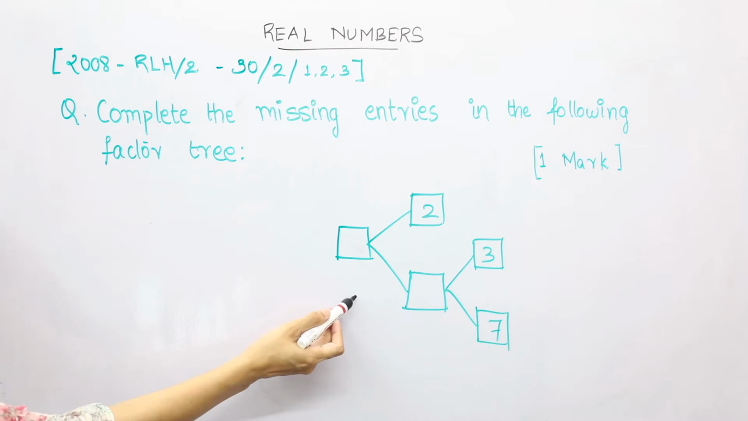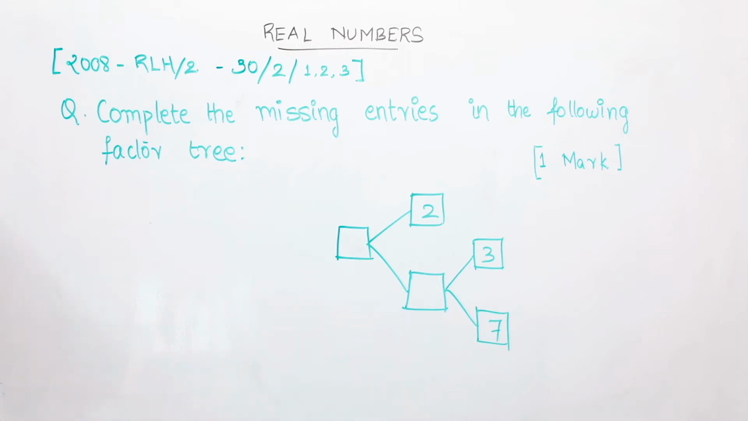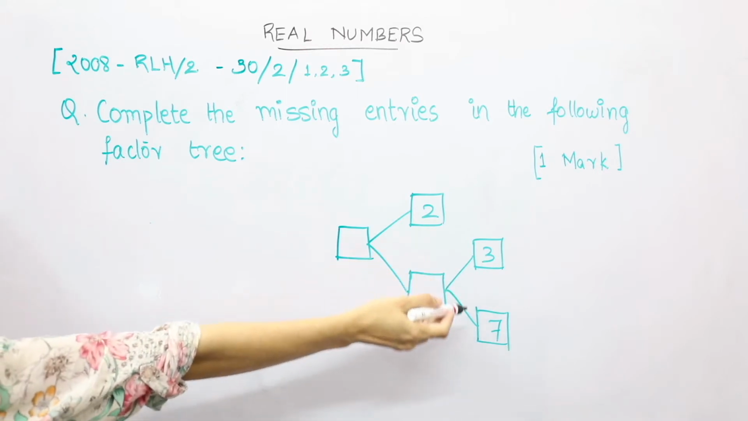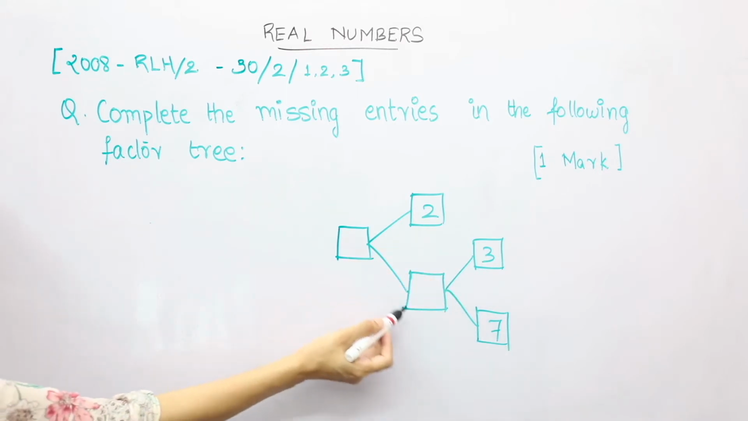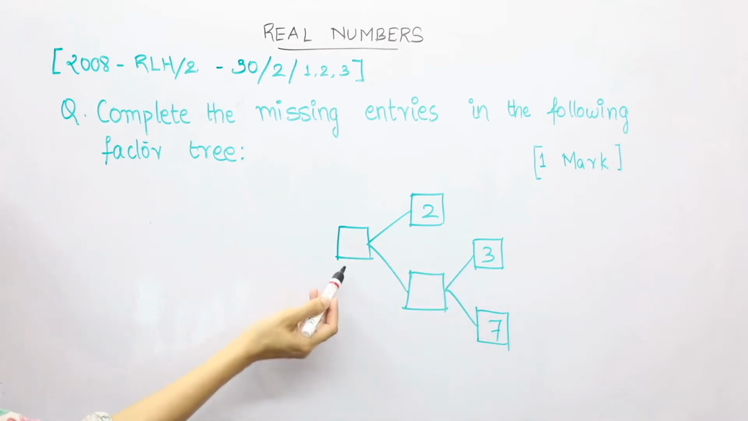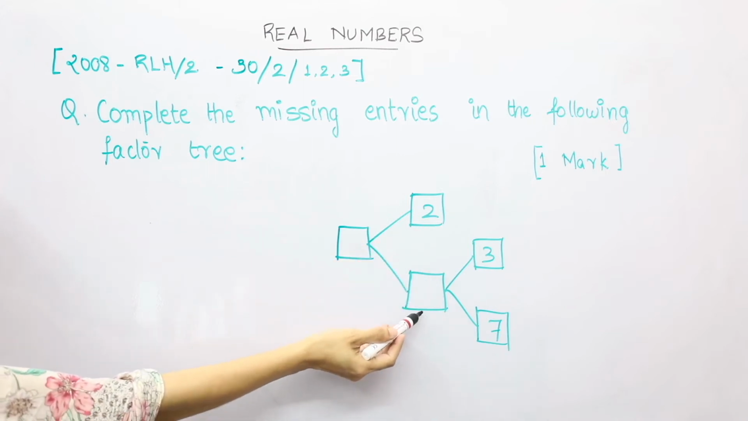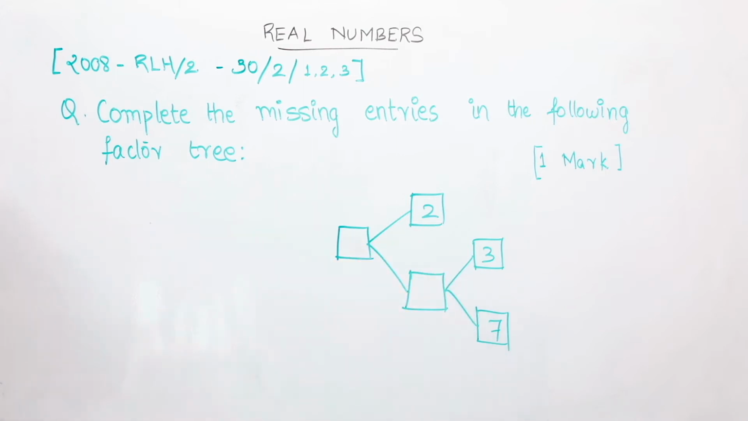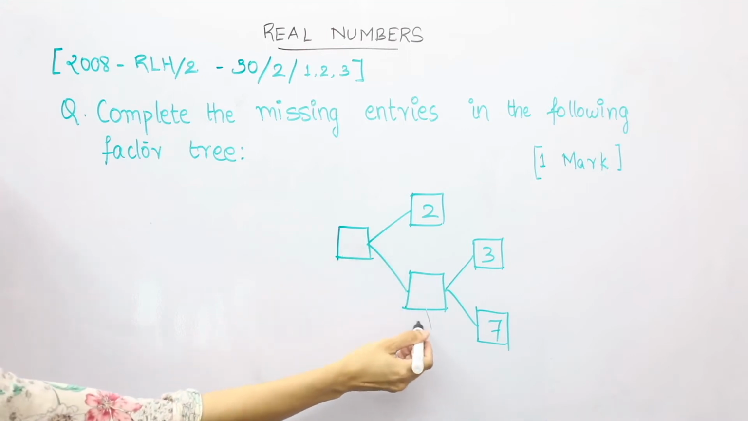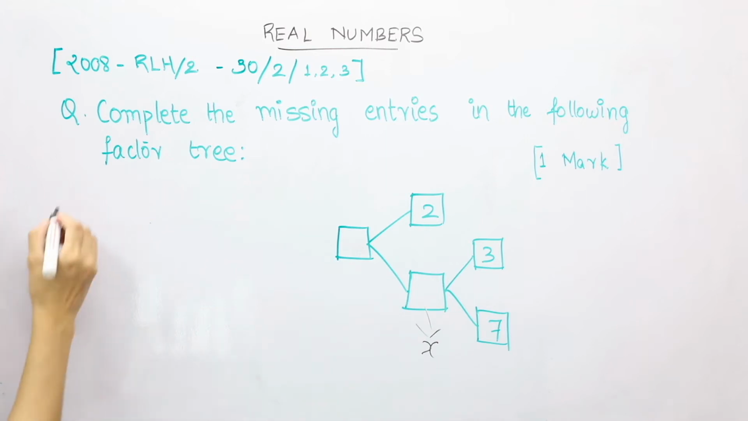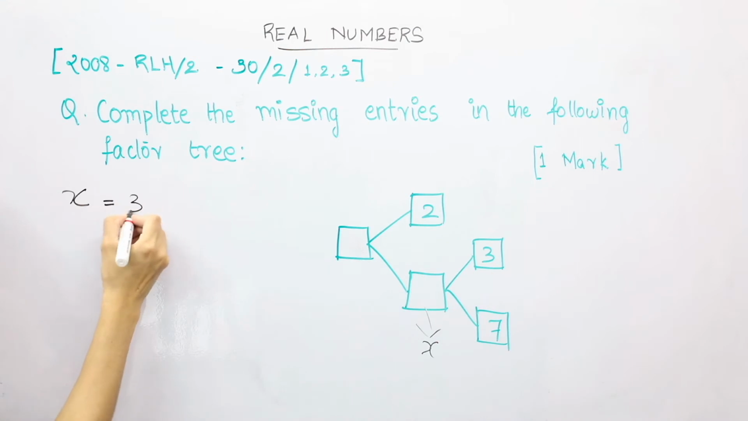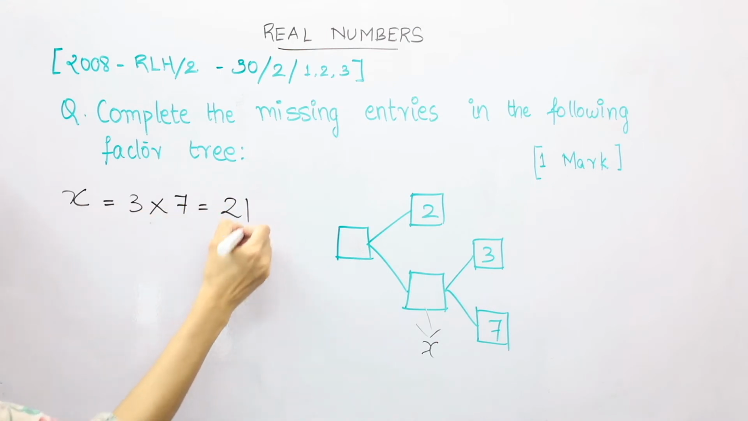A factor tree is a diagrammatic representation of the prime factorization of a number. This is the number being factorized and these are its factors. So to find the missing terms, all we have to do is find the product of their factors. This number will be the product of these two numbers and this number will be the product of these two numbers. So unless you find this number, you can't find this number. Let's assume that the first number is x. So x is equal to the product of 3 and 7, which is 21.